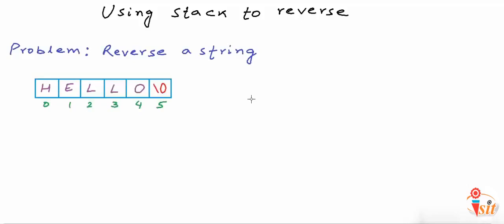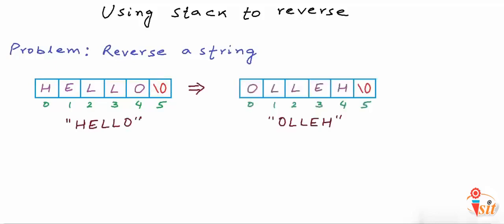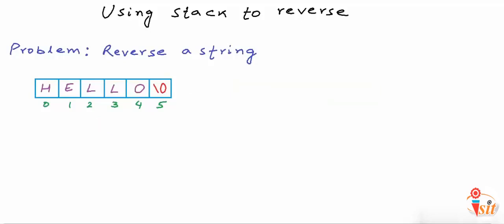I have a string in the form of a character array here. I have this string hello. A string is a sequence of characters. This is a C style string. In C, a string must be terminated with a null character, so this last character is a null character. Reversal means characters in the array should be rearranged like what I'm showing here in the right. Null character is used only to mark the end of string. It is not part of string.